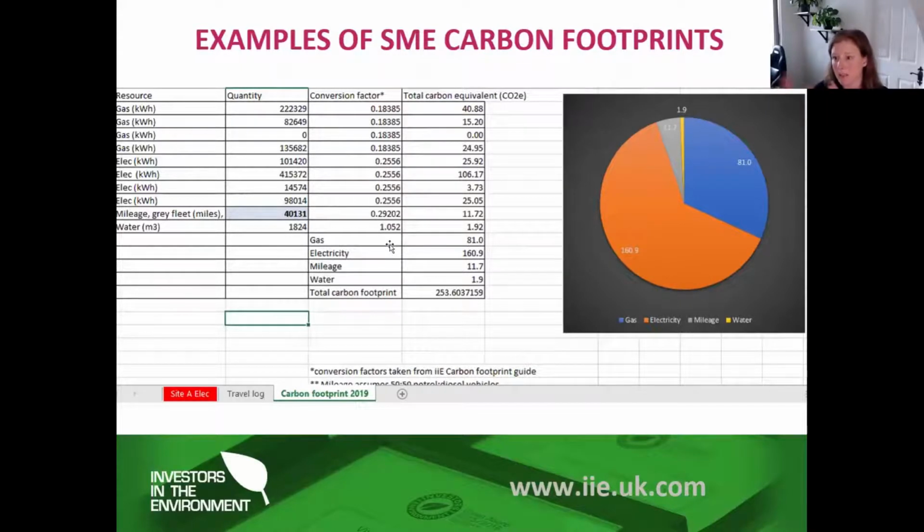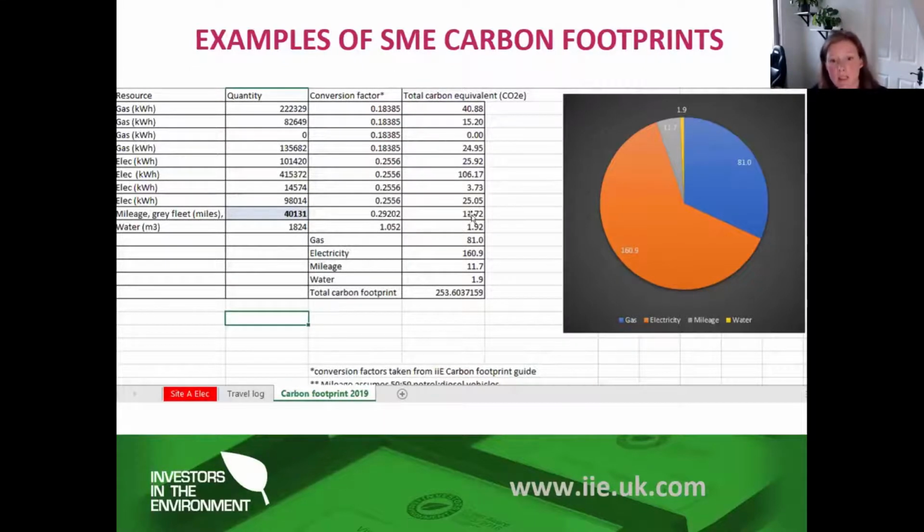So this follows on nicely from what Simon was most recently talking about, where you've got the equation of the thing that you're using multiplied by a conversion factor. It says here conversion factor taken from IIE carbon footprint guide, but the IIE carbon footprint guide would then say, well, these are taken from the government figures from BEIS, and I've got the link for that as well. Obviously Simon's already posted it as well, so that you can get those conversion factors yourself.